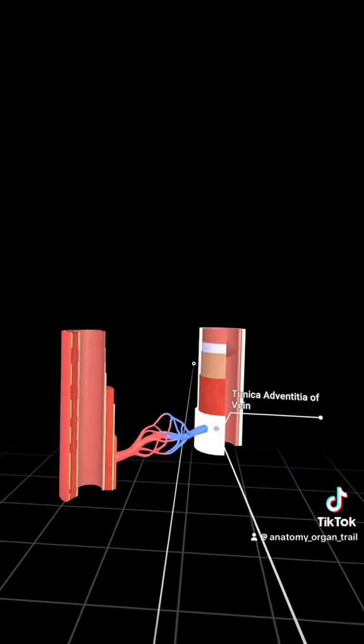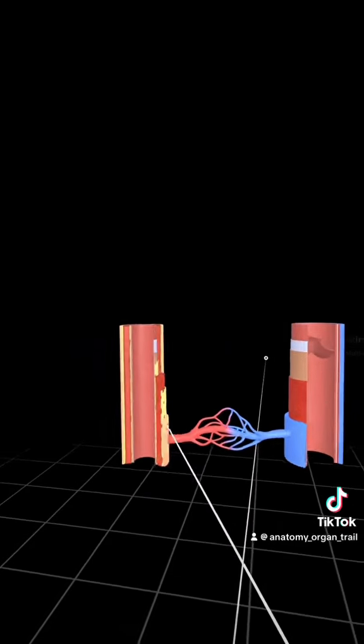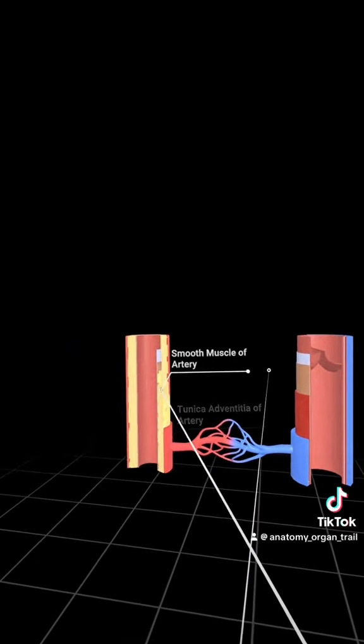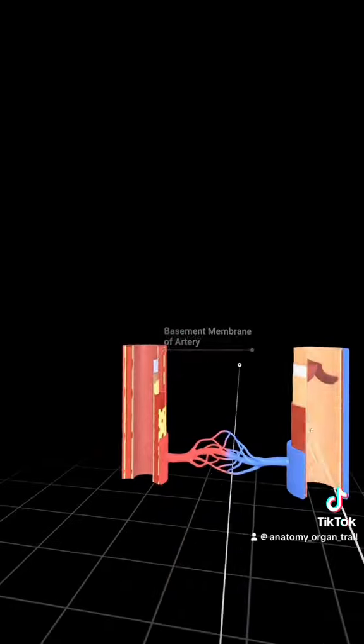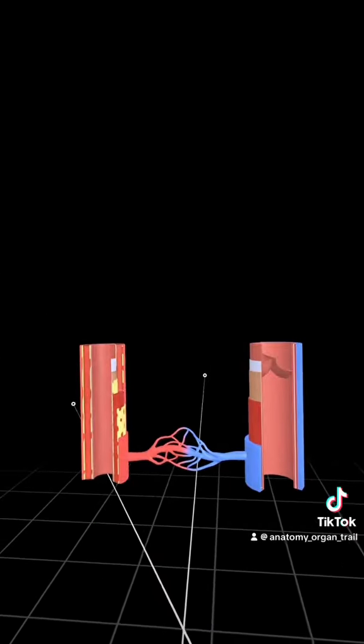And here we have tunica adventitia, tunica externa, tunica media, tunica intima. And those are the different layers of the artery and the vein.